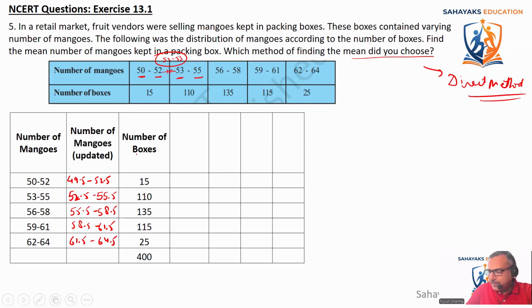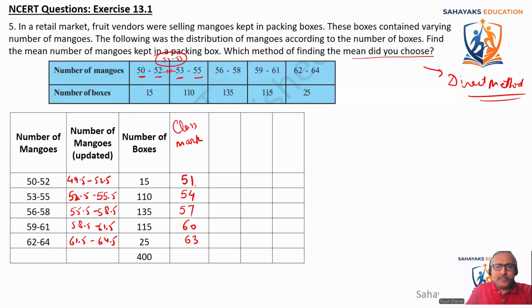And now we'll follow the similar process to find the class mark. So first we'll find the class mark. Class mark is 49.5 plus 52.5 divided by 2. 51 comes out to be the class mark for this. Similarly, here it comes out to be 54, 57, 60 and 63. The difference is 3 everywhere, right?